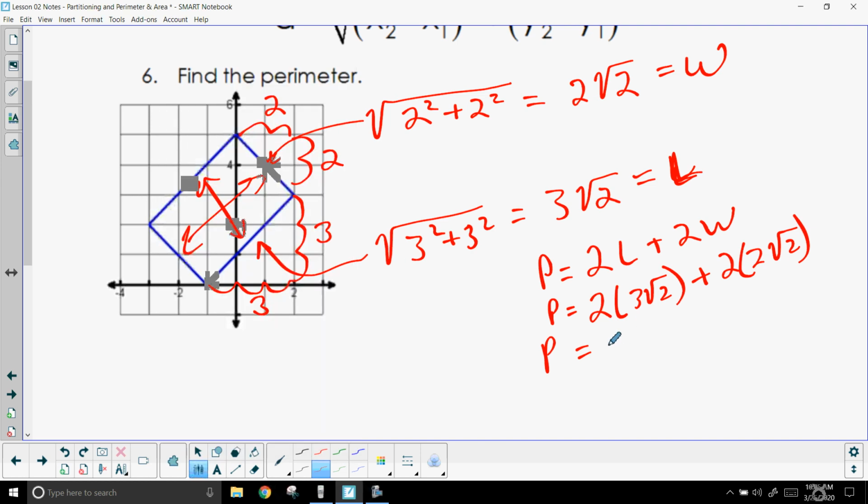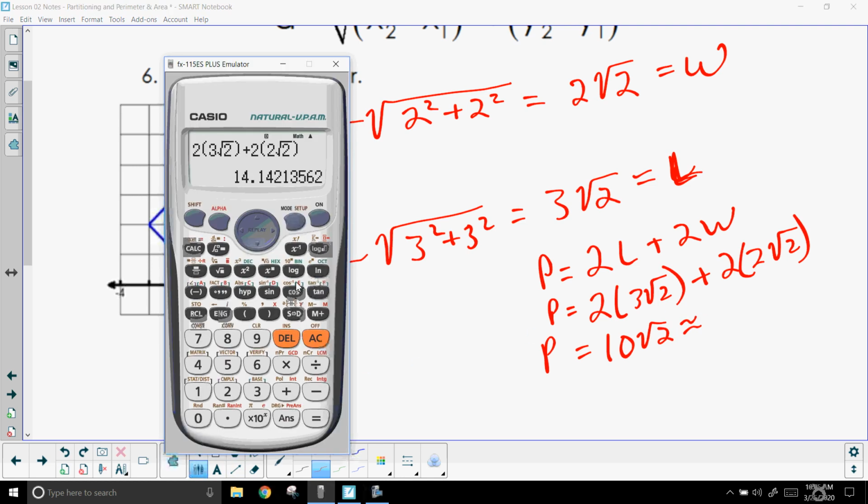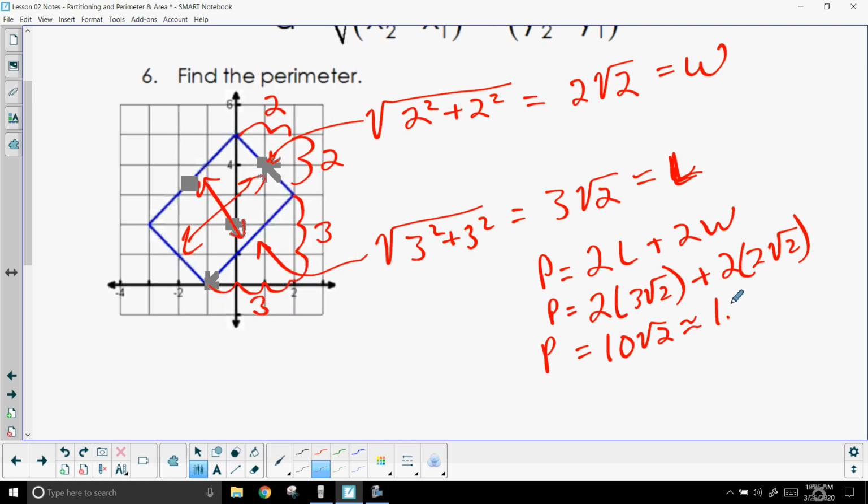But, as a decimal, 14.14, but if I were to round to the tenths place, it'd be 14.1. Again, be careful with the rounding.